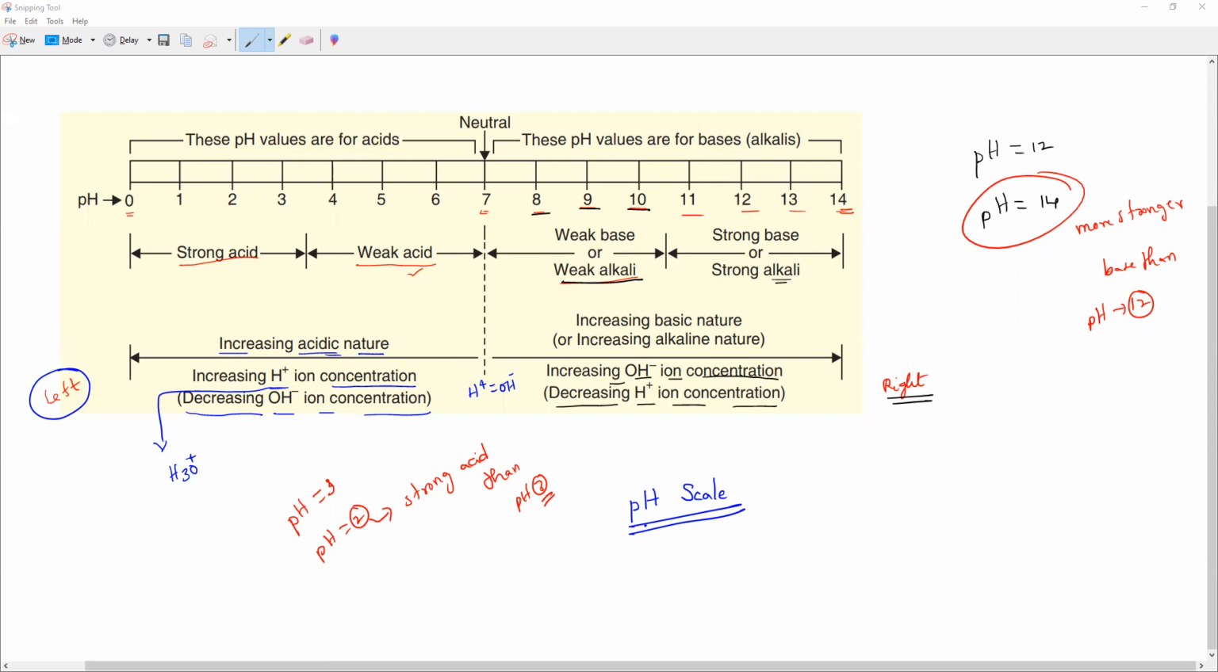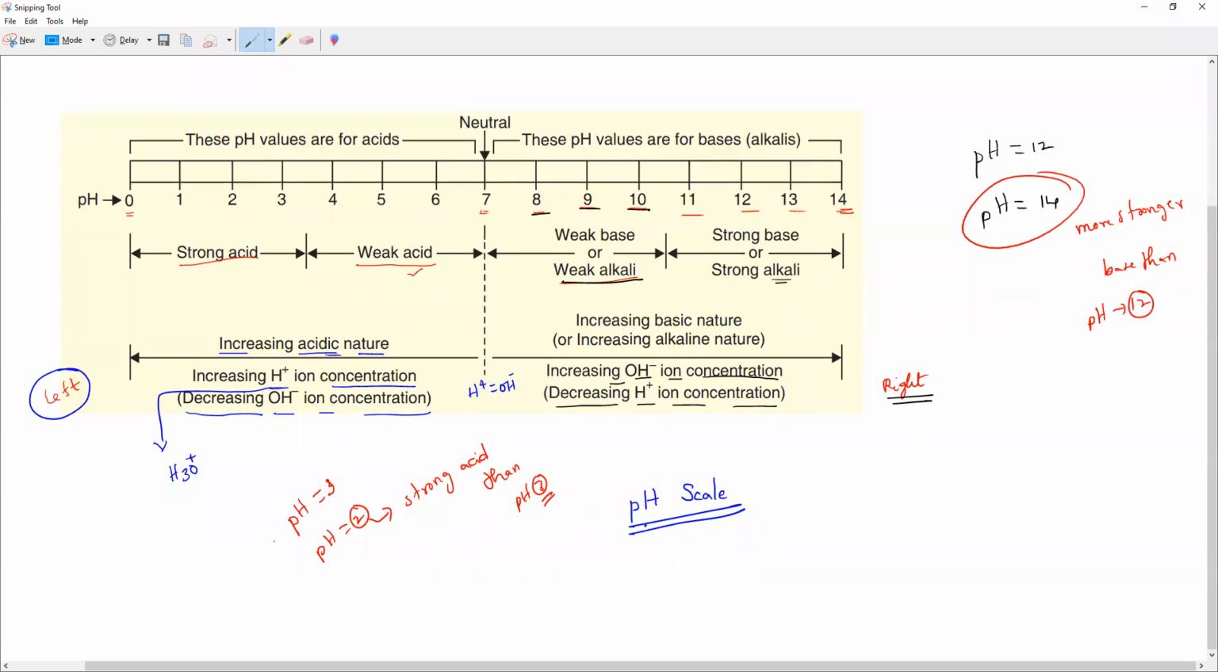When we are moving from 7 to 14, which ion concentration increases and which decreases? OH minus ion concentration increases and H plus ion concentration decreases. Or else, let me make it overall. As we know, acids contain H plus ions, or OH minus ions also? Both of them they contain.